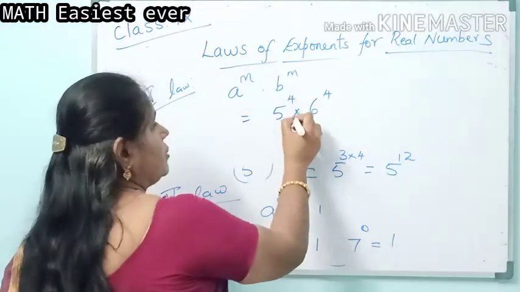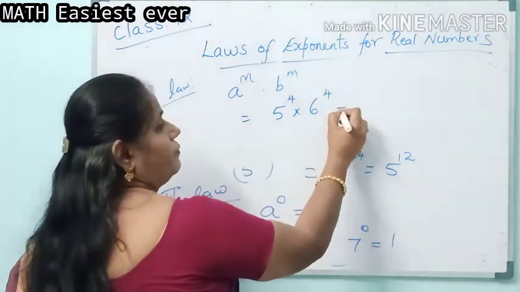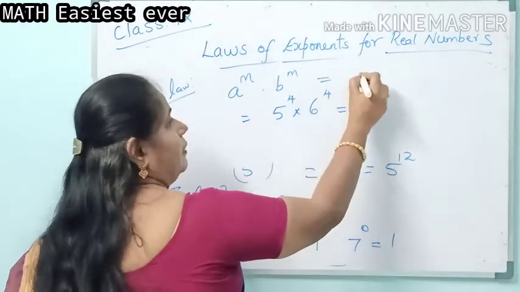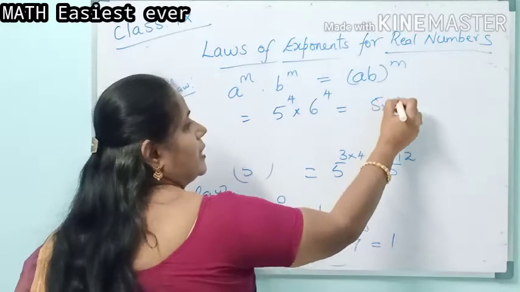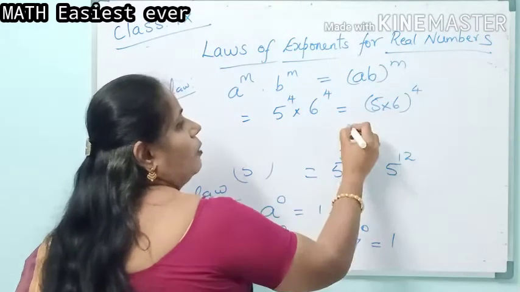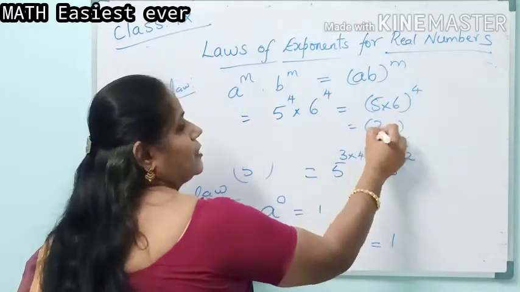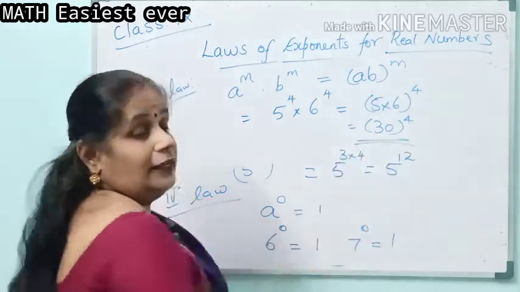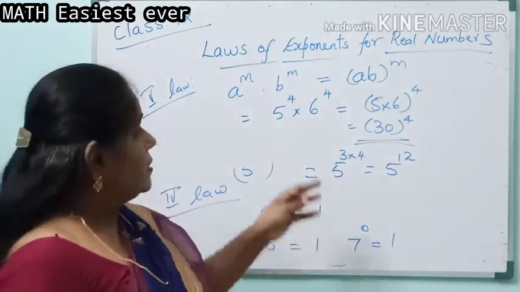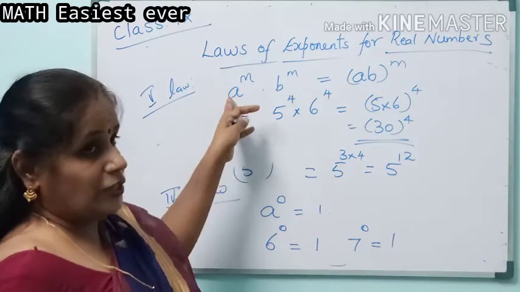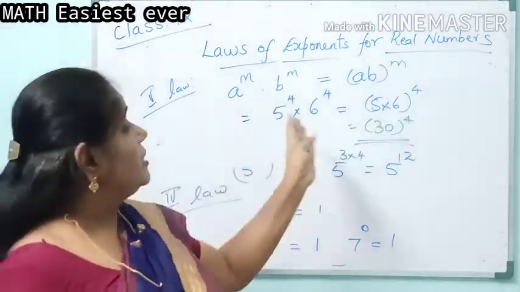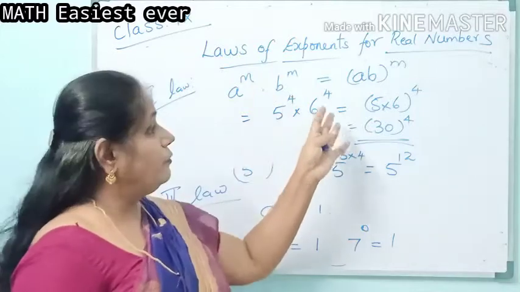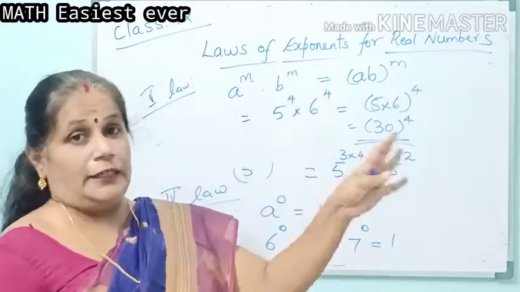So 5^4 into 6^4, your answer for this will be (ab) whole raised to m. That is (5 into 6) whole raised to 4. What is 5 into 6? 30 raised to 4. Your answer is 30^4. Okay, so this is your last law. a^m into b^m is equal to (ab)^m. So 5^4 into 6^4 is (5 into 6), 30, 30 raised to 4.